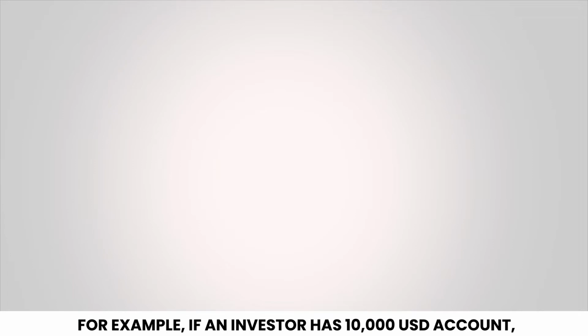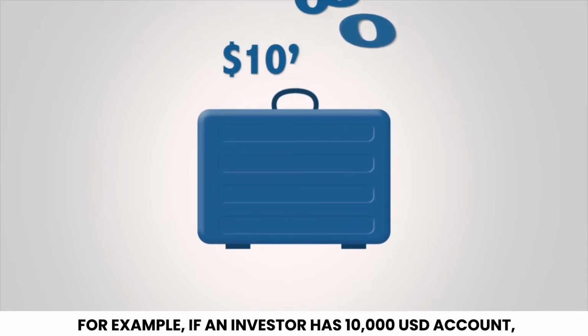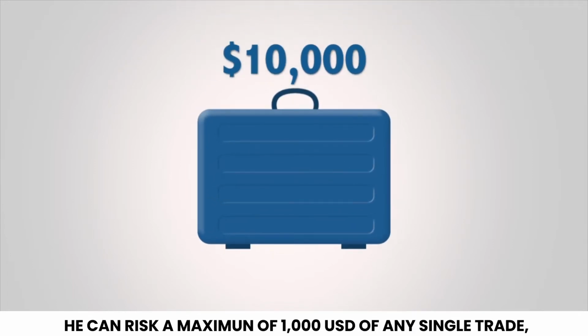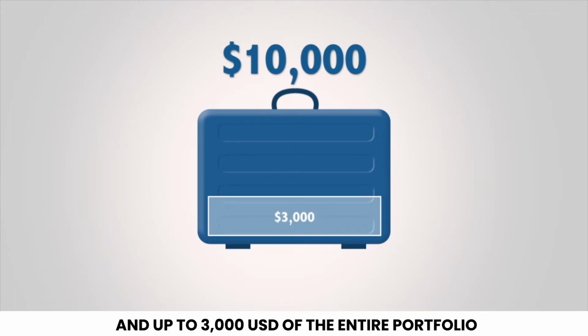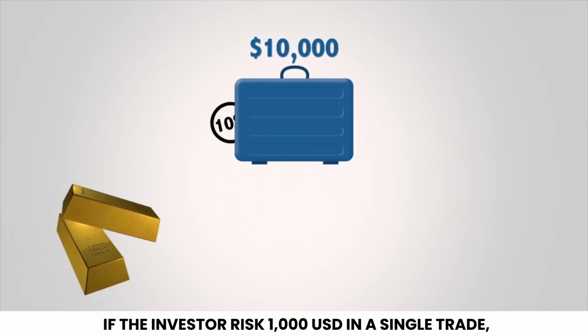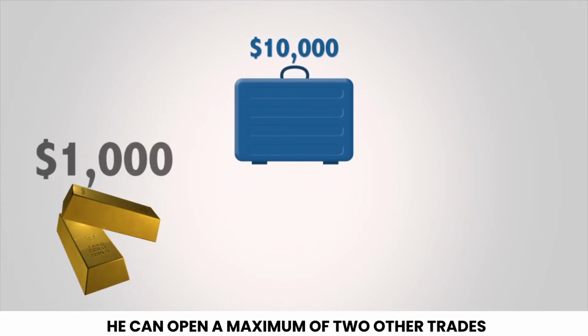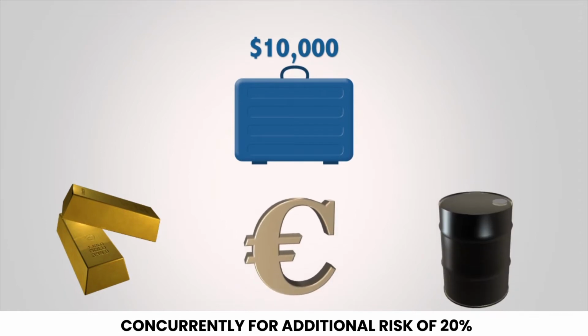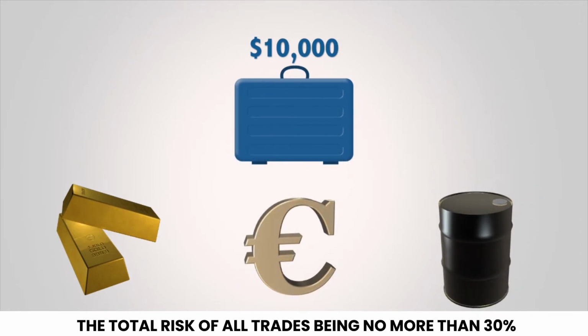For example, if an investor has a $10,000 account, he can risk a maximum of $1,000 on any single trade and up to $3,000 of the entire portfolio. In other words, if the investor risks $1,000 on a single trade, he can open a maximum of 2 other trades concurrently for additional risk of 20%, with the total risk of all trades being no more than 30%.